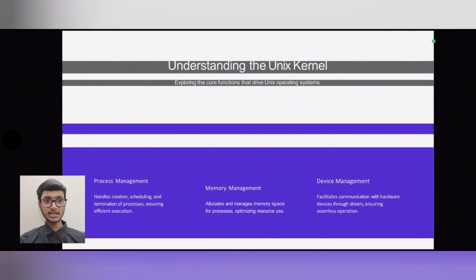Understanding the Unix kernel. Process management handles creation, scheduling, and termination of processes, ensuring efficient execution. Memory management allocates and manages memory space for processes, optimizing resource use. Device management facilitates communication with hardware devices through drivers, ensuring seamless operation. These are the main objectives and operations of Unix kernel.